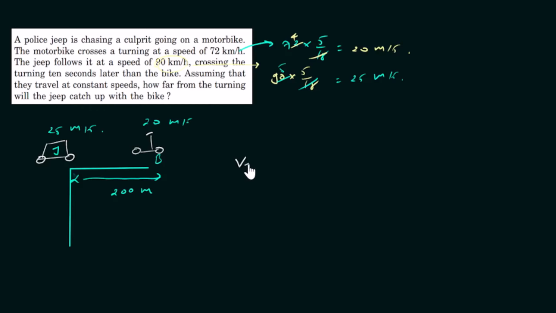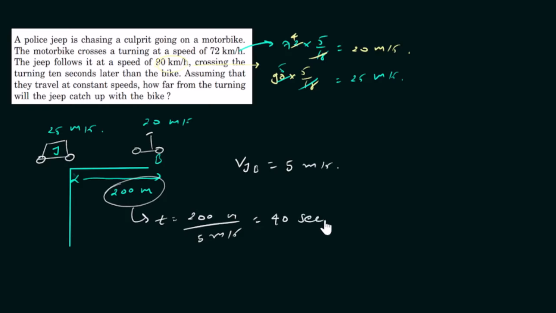Now the speed of the jeep with respect to the bike is 25 minus 20, which is 5 meter per second. The jeep is traveling at 5 meter per second with respect to the bike, and the distance between them is 200 meter. The time to catch the bike will be 200 meter divided by 5 meter per second, so this will be 40 seconds. After the turning, the jeep will catch up with the bike after 40 seconds.